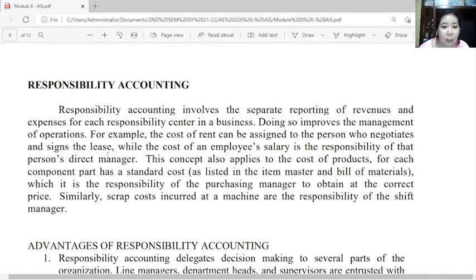This concept also applies to the cost of products. Each component part has a standard cost, which is listed in the item master and bill of materials, and it is the responsibility of the purchasing manager. Similarly, scrap costs incurred at a machine are the responsibility of the shift manager. So meaning there is accountability assigned to every authority related to it.